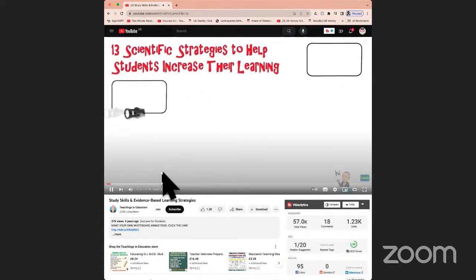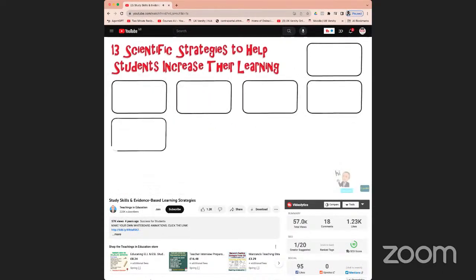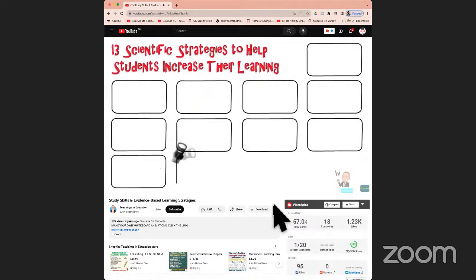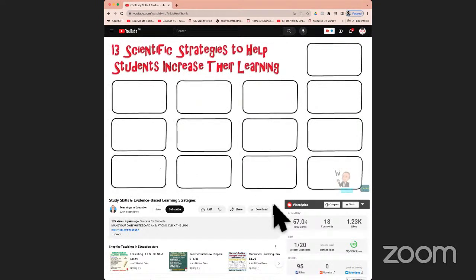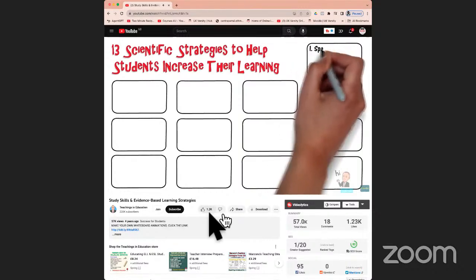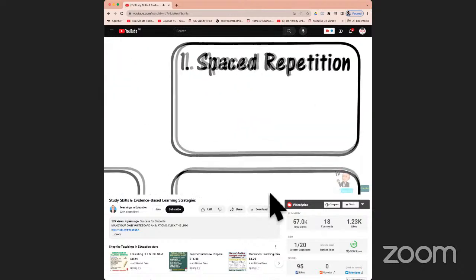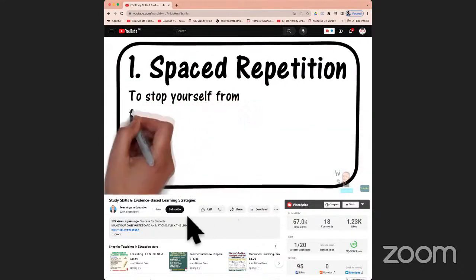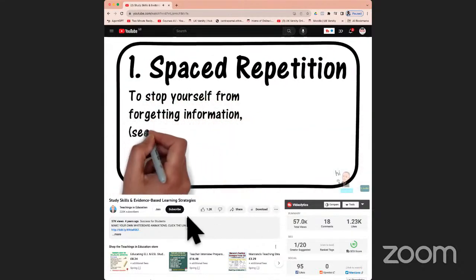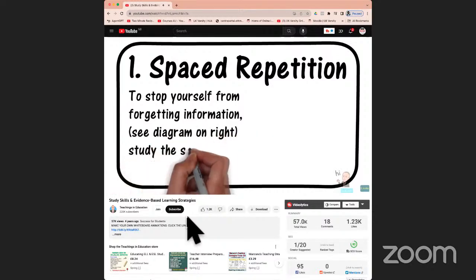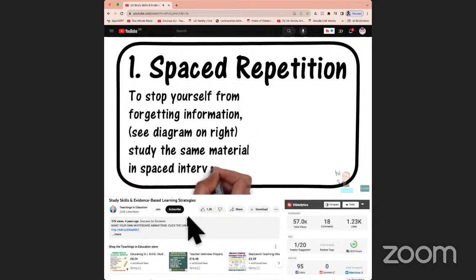There are 13 scientific strategies to help students increase their learning. Both teachers and students should become familiar with these methods, as you're never too late to learn. So we'll begin with the first box. First up is called spaced repetition. To stop yourself from forgetting information, see the diagram on the right, study the same material in spaced intervals.